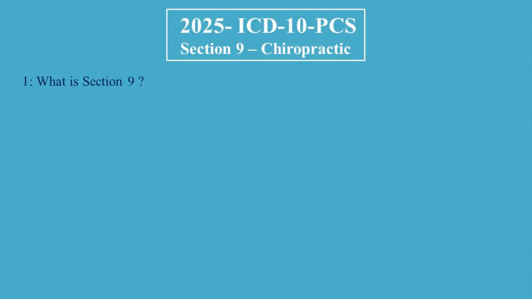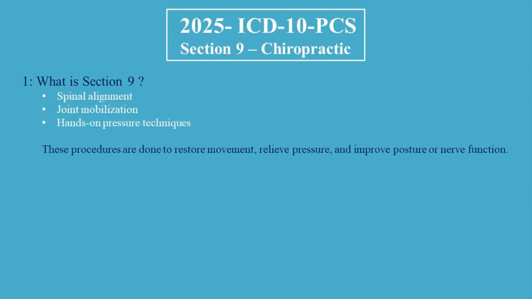1. What is Section 9? Section 9 of ICD-10 PCS is used only for chiropractic procedures, particularly manual adjustments of the spine and extremities. These are performed by licensed doctors of chiropractic (DCs) and involve techniques like spinal alignment, joint mobilization, and hands-on pressure techniques. These procedures are done to restore movement, relieve pressure, and improve posture or nerve function.